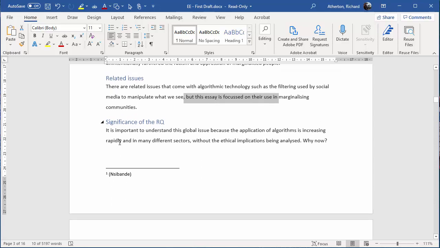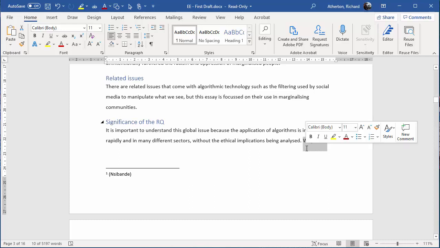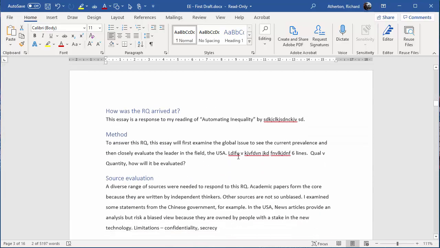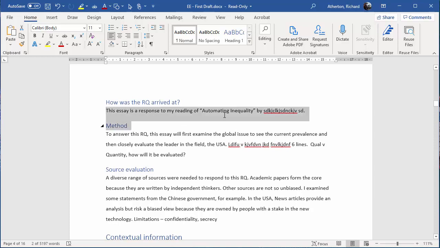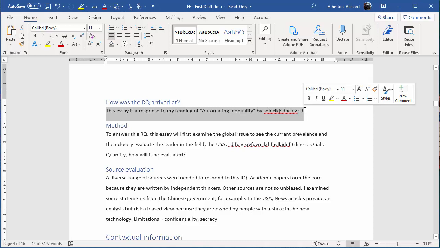Significance of the RQ. Say, well, why is this a big topic? Sometimes that's obvious. But another question is to say, why is it a big topic now? I think Ben can make that case. This is growing rapidly at the moment and going into more and more diverse fields. So it's very important we take a step back and think about the ethical side of it now. How is it arrived at? This can be a little bit more personal. This essay is a response to my reading of this by so-and-so, and maybe 2 or 3 lines on that.